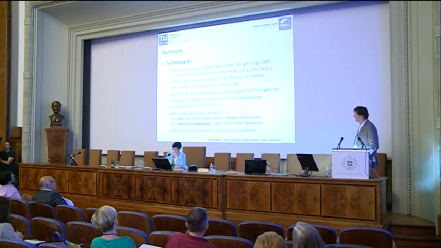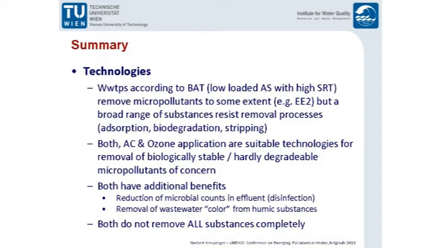In regards to the summary, we have to be aware that the treatment plants we have now can remove some of the micropollutants to a certain extent, for example, but a broad range of substances really are persistent to the processes that we have in the wastewater treatment plant. It's mainly adsorption, biodegradation, and stripping, where stripping is not really relevant, but it's a potential aspect. Both the activated carbon and the ozone application are suitable technologies for removal of biologically stable or poorly degradable persistent micropollutants. Both have their additional benefits.